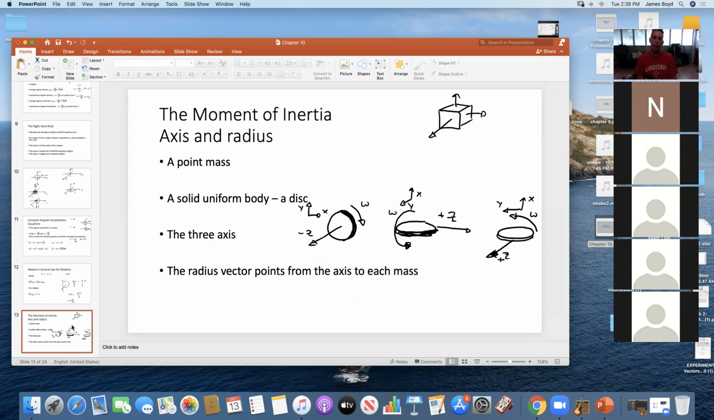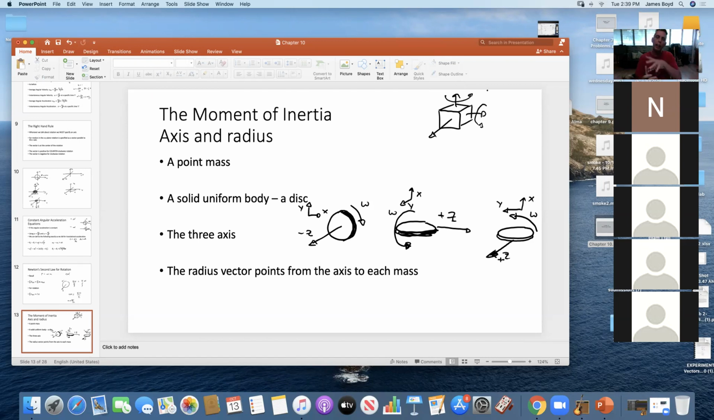Those are called body axes. I think it's easiest to see with this cube I've drawn here. If I take a cube, I can spin it so it goes around this face, right? The whole cube rotates, spins around this z-axis, or I could spin it around this face, or I could spin it around this face.